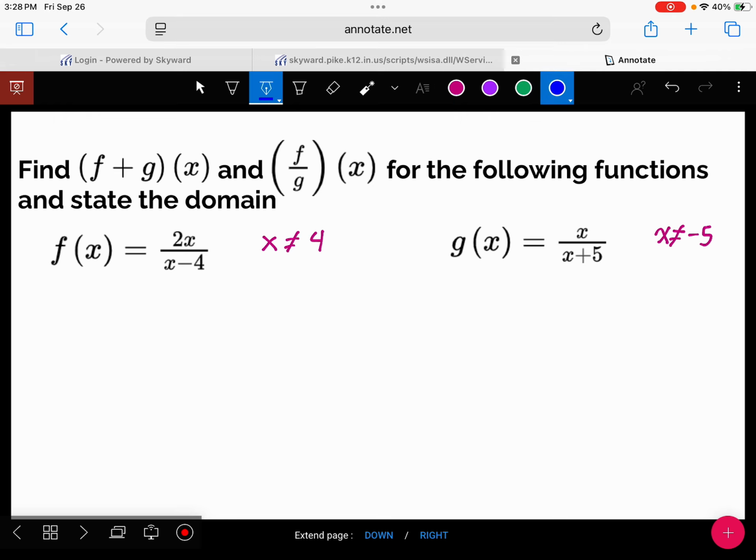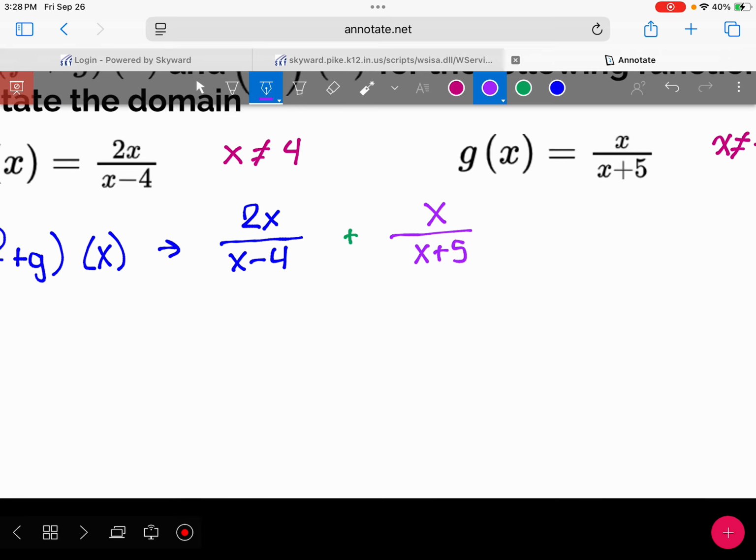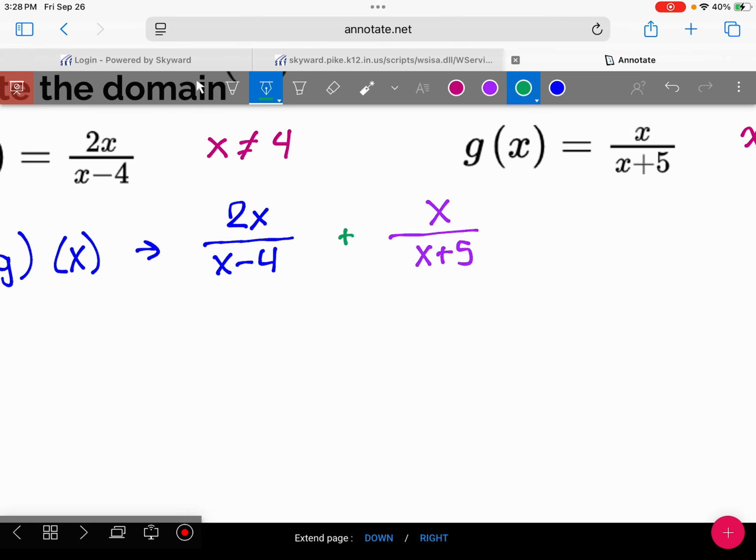So when we look at doing our sum, f of x plus g of x, f plus g of x, we're going to take our f of x, which is our 2x over x minus 4, and we want to add our g of x, which is our x over x plus 5. And while that's not terrible, we can do better. We can get these to have a common denominator. So reviewing that as well, which is not too shabby.